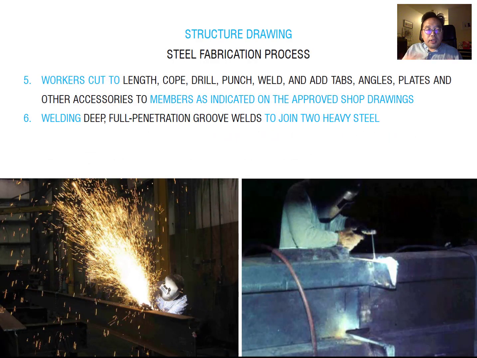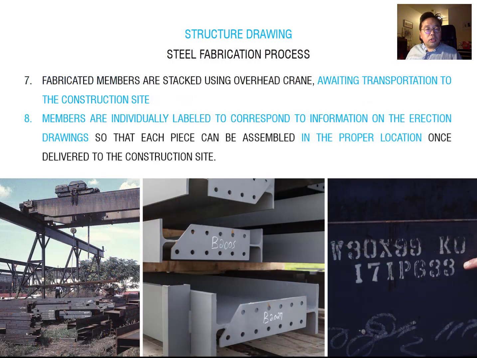After we confirm everything, the fabricator starts to cut to length, drill, punch, weld, and add tabs, angles, plates, and other accessories, depending on our design requirements, also indicated in the approved shop drawing. So they make the pieces in the factory, or if they need a joint between two members, they can weld them together as well. So anyway, they prepare all the structure members.